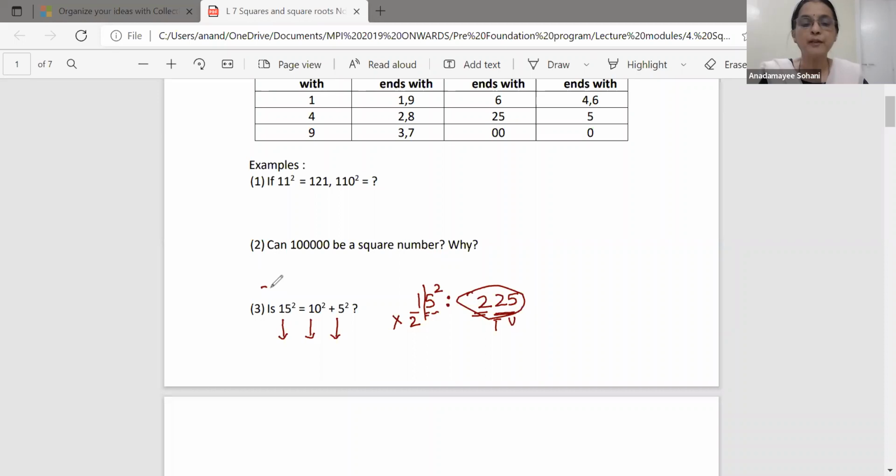So my left hand side is 225. Now let me check out the value of my right hand side. What is 10 square? It is 100.